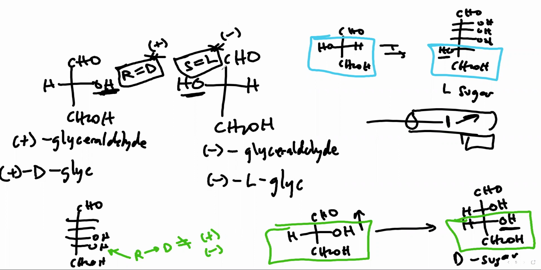So who knows if something is actually plus or minus? But we do know something is a D sugar or an L sugar, and we do know something has an R center or an S center. That's totally possible. Okay, cool.